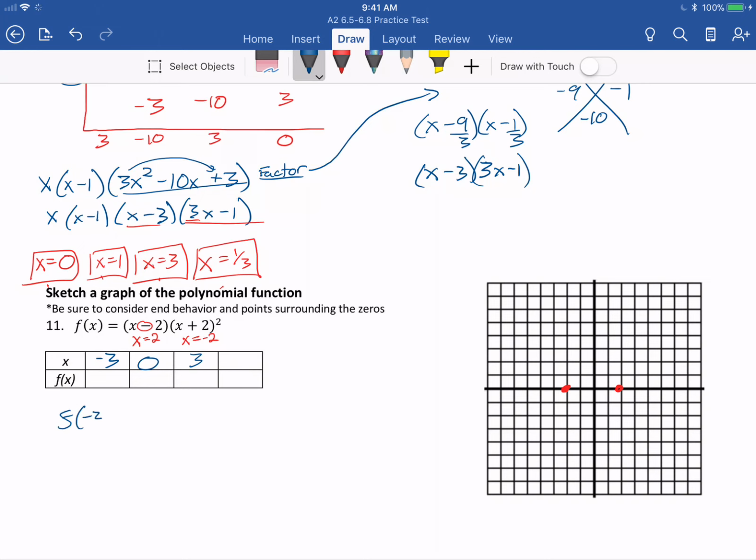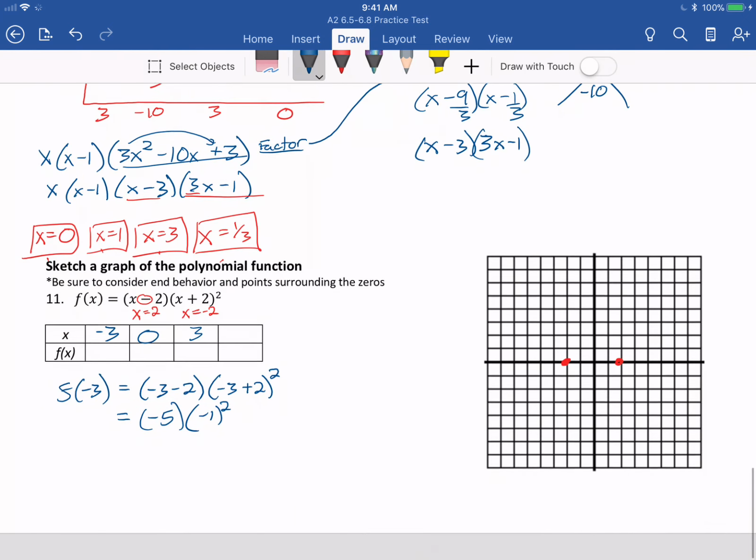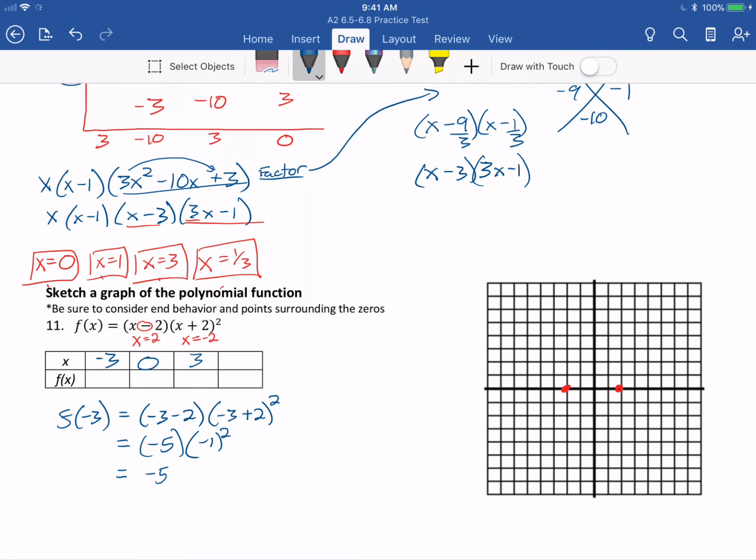If I get f of negative 3, I get negative 3 minus 2, and then I get negative 3 plus 2, and square that. Okay, so now if I look here, negative 3 minus 2 is negative 5. Negative 3 plus 2 is negative 1, but I still have to square that guy. So negative 1 squared is positive 1, so I get negative 5 times 1, which is obviously just negative 5. Okay, so that one is negative 3, negative 5, 1, 2, 3, 4, 5. So I know that my graph starts from coming in below here and it goes up to that point.